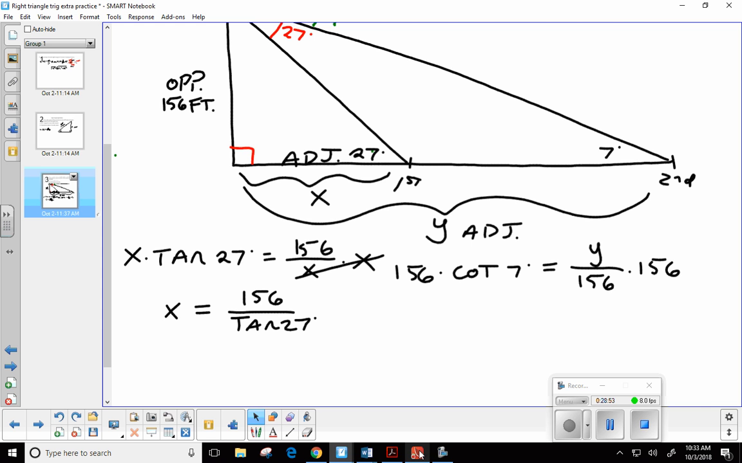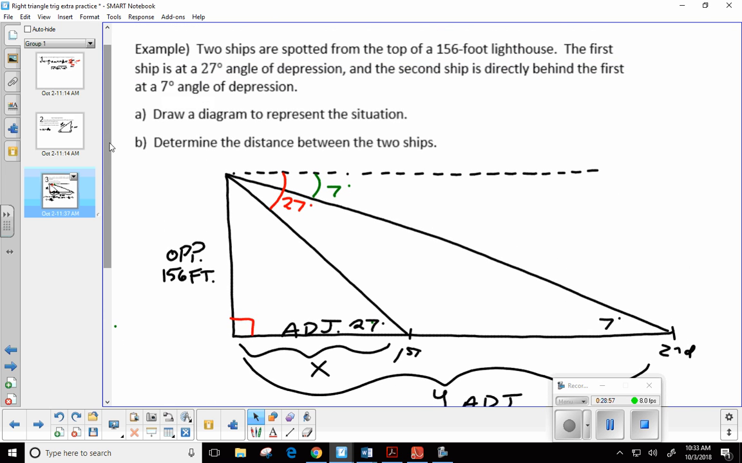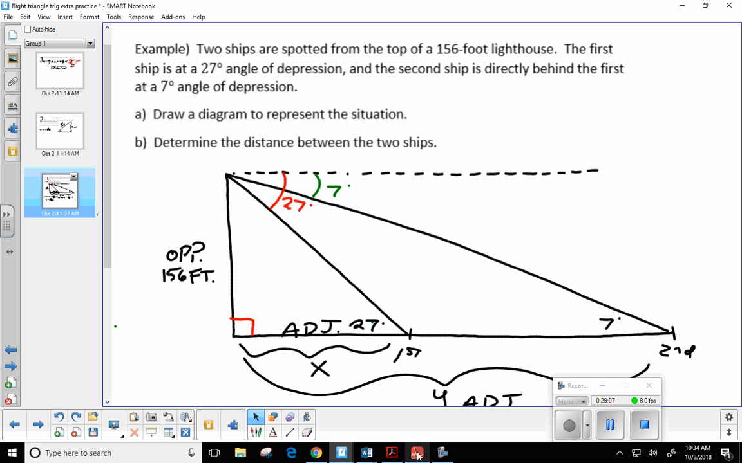Ford? Why is the degree 27 and not 20? Because that's what we were given. The angle of depression is 27 degrees. Okay. So what do we end up with? 964 feet. So this distance here, 964 feet.